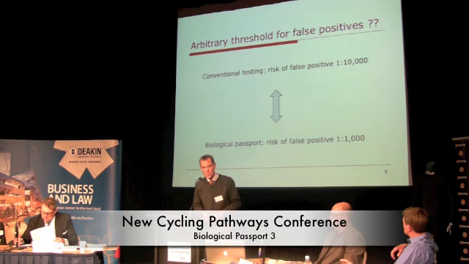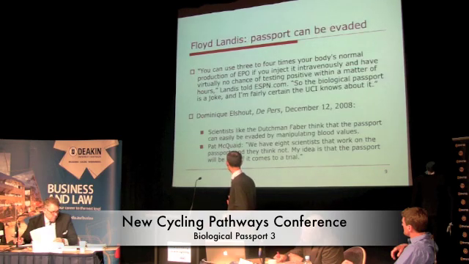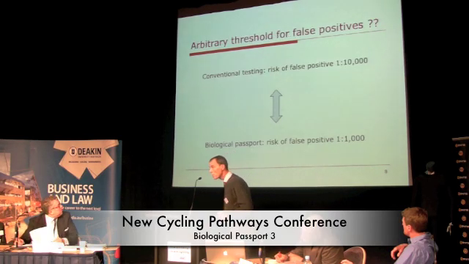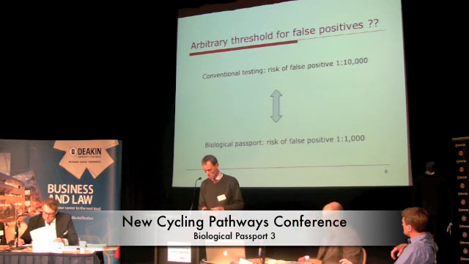Something else, an arbitrary threshold for false positives. In conventional testing, at least the doping authorities claim, they do better or much better than 1 in 10,000. And just think, between 200,000 and 300,000 samples each year: if you would take the threshold that's currently in place for the biological passport, you would have between 200 and 300 complaining athletes each year, false positives. And so the threshold should be at least 10 times more strict.